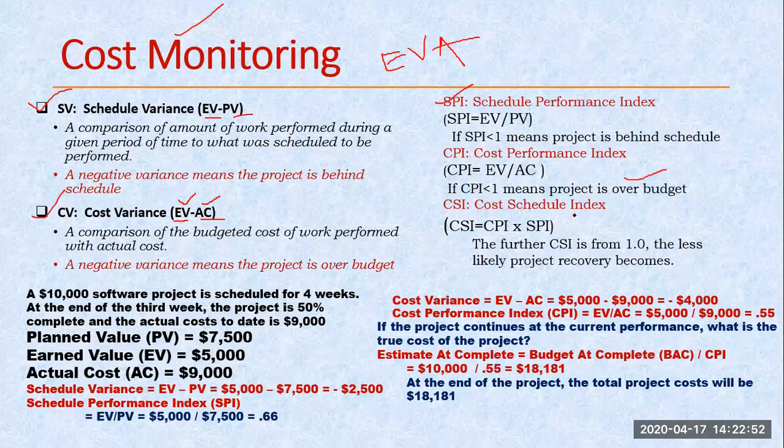And this is the last, the cost schedule index. So this actually helps me forecast my project cost. How we calculate it: we use both indexes, SPI as well as my CPI. So this is the multiplication of both of these. On the basis of whatever value we get from here, we can use that for forecasting the project. So here it shows, if this value is less than 1, the less likely project recovery becomes. It means the chances of recovery are less.